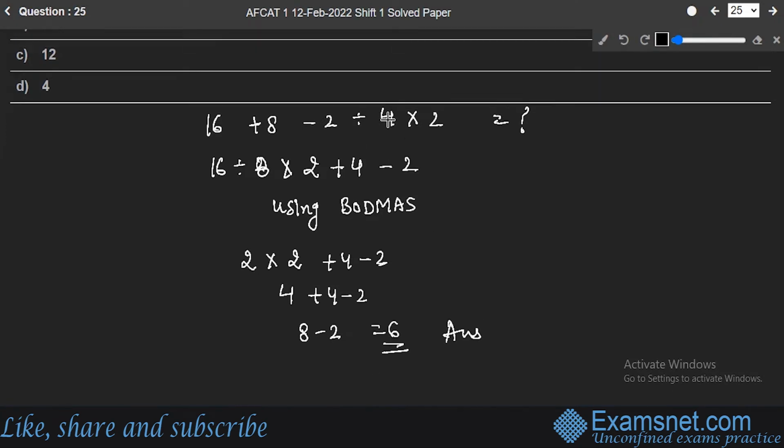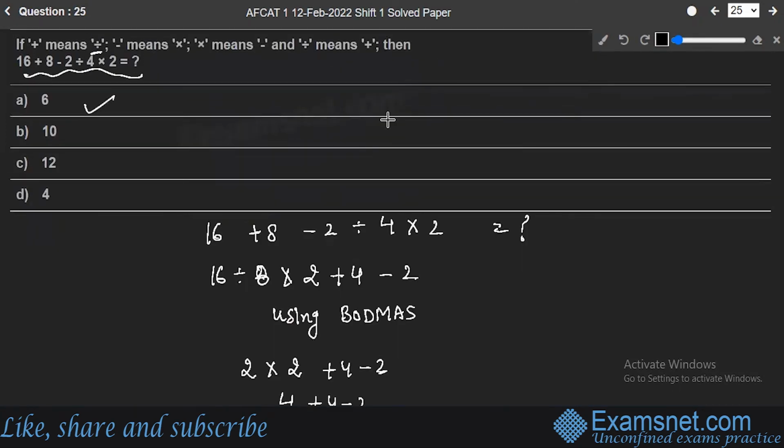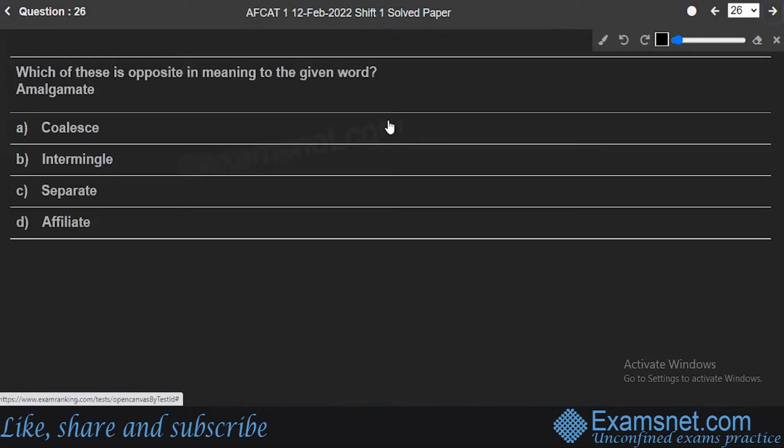Let's see the options. Option A. So this one is your correct answer. Let's move to the next question. We are done with the mental ability. Now let's go with some of the English questions.